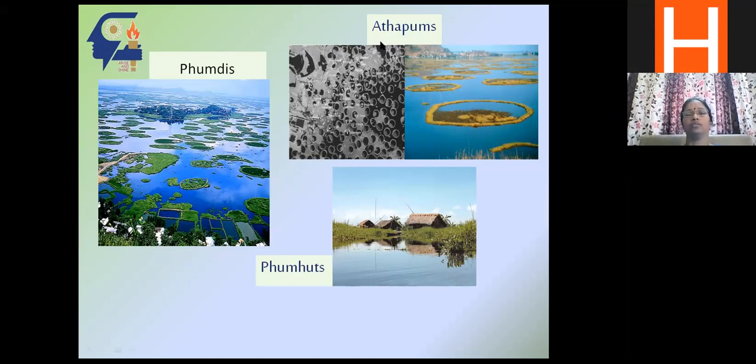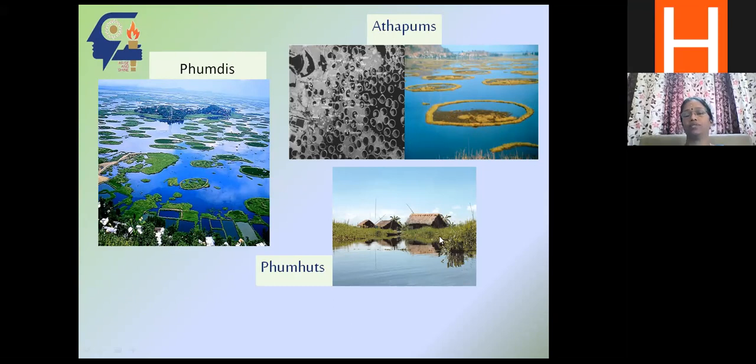These are called athaphums. For this study, we used remote sensing to see how far the park has been disintegrated and how many athaphums have been formed. Because of this, the ecosystem got disturbed. Now these athaphums are spread over the whole lake, and the flow has been restricted. The DO content has reduced. So all the degradation factors have come into the picture.